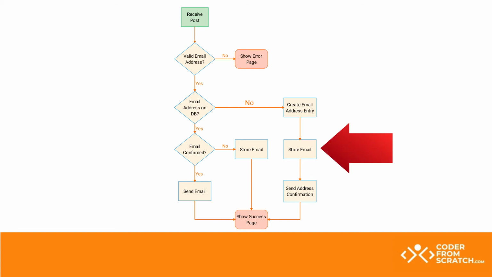We need to store the email. So basically the data that got posted to this action, we need to store that. And we need to store that if that email address is not on the database and if that email address is not confirmed. So in those two cases, we need to store that email data so that we can send it later. So let's look at that now.